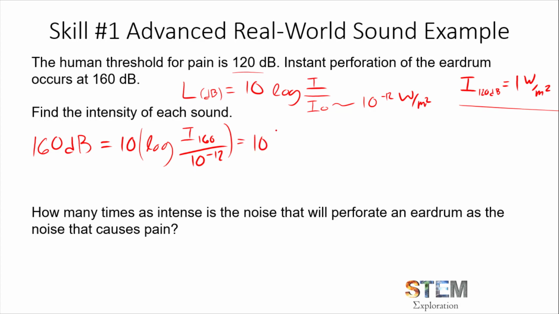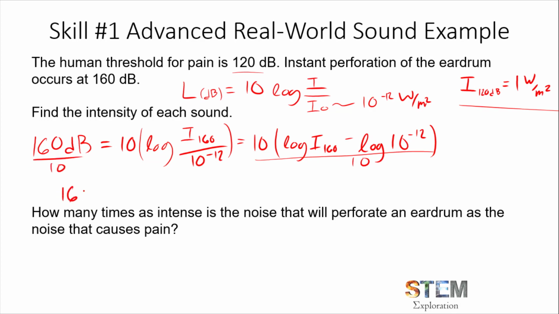So 10 times the log of I at 160 decibels minus the log of 10 to the negative 12th power. Close that off. If we divide both sides by 10, we see that 16 is equal to the log of the intensity at 160 decibels.